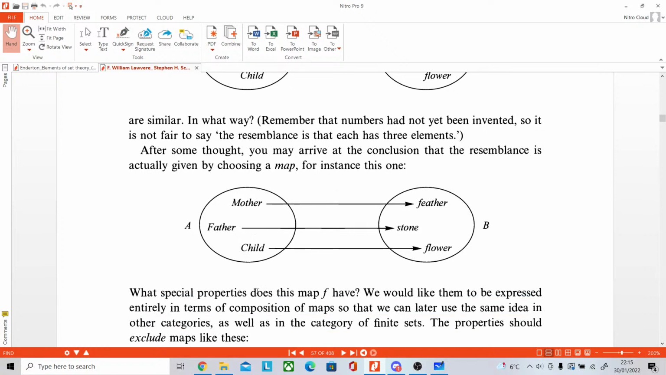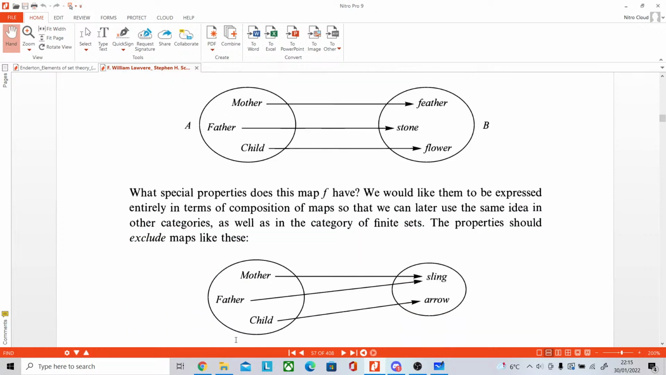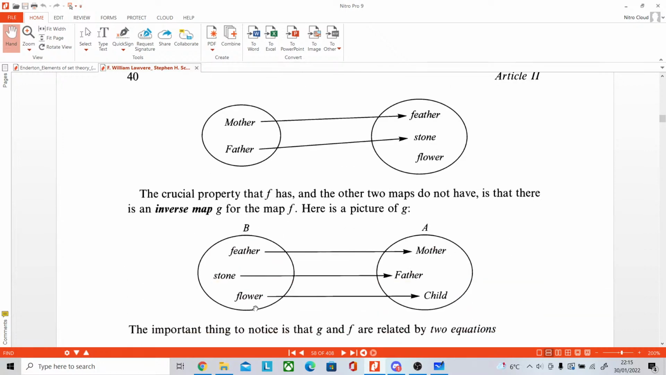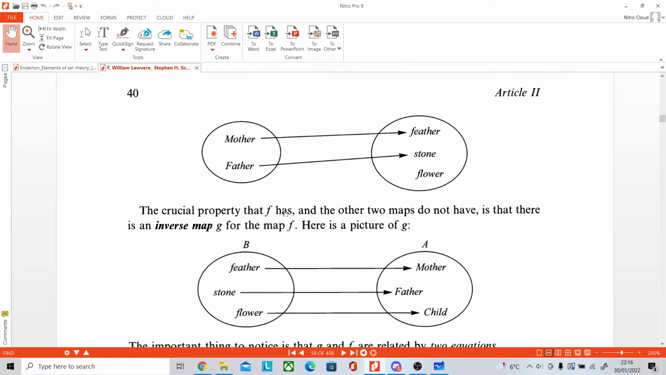What special properties does this map F have? We would like them to be expressed entirely in terms of composition of maps, so that we can later use the same idea in other categories, as well as in the category of finite sets. Properties should exclude maps like these. The crucial property that F has and the other two maps do not have is that there is an inverse map G for the map F.